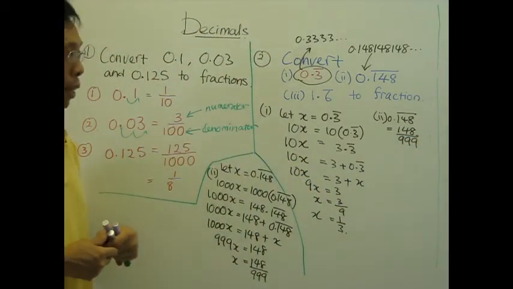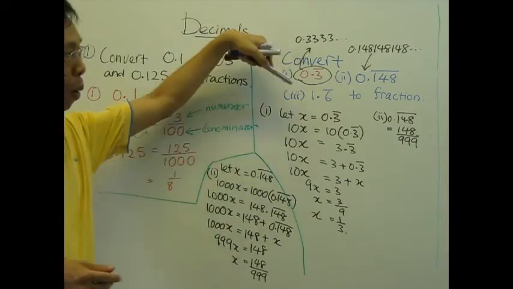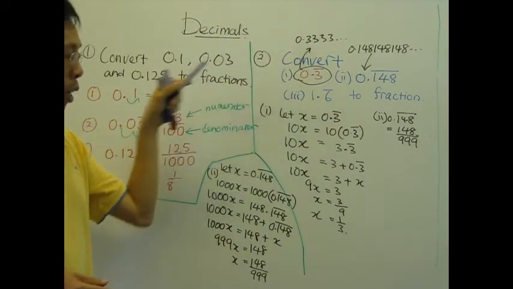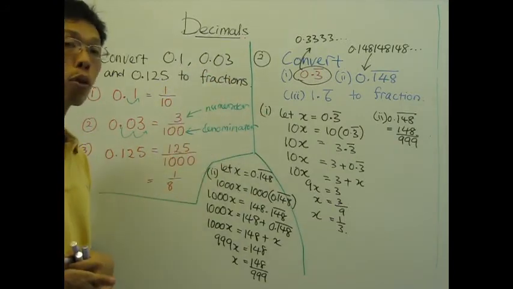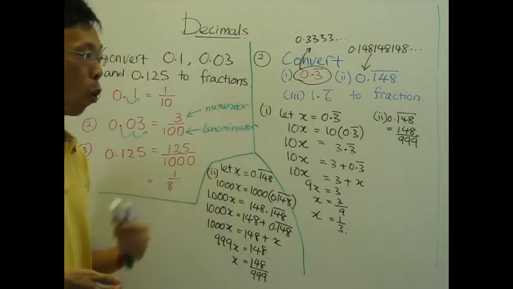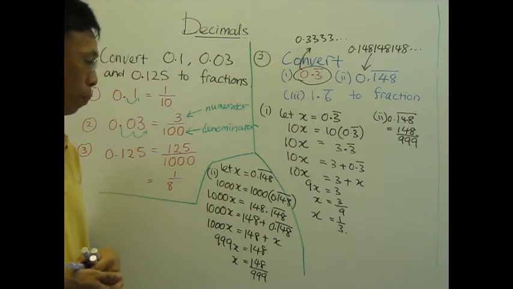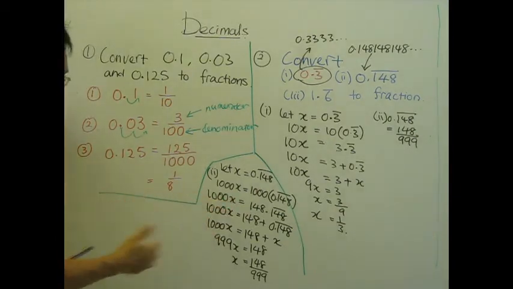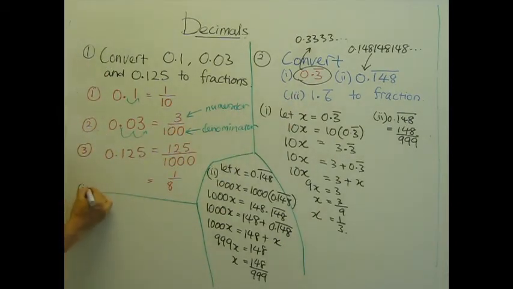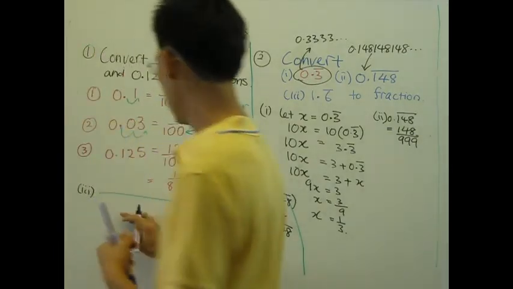So 1.6 with a bar on top. That means this is 1.666666. Right. I want you to give that a try before I show this on the board. Alright, so I'm going to move this way because of our space here. Question number 3 here. We do it this way.